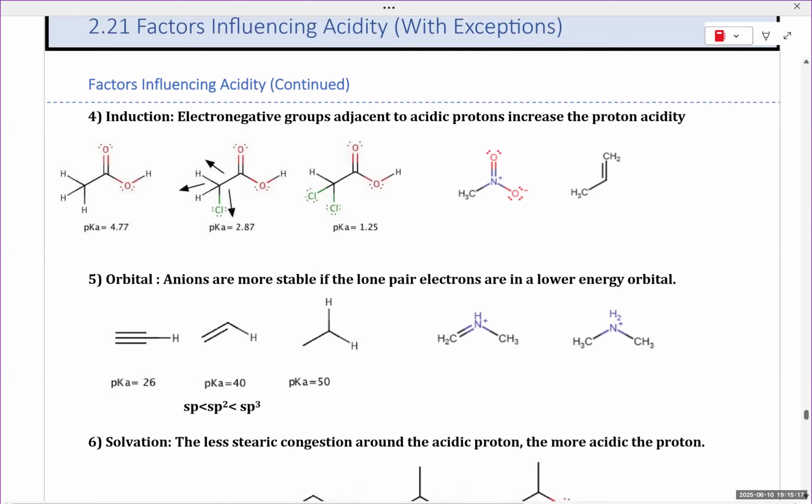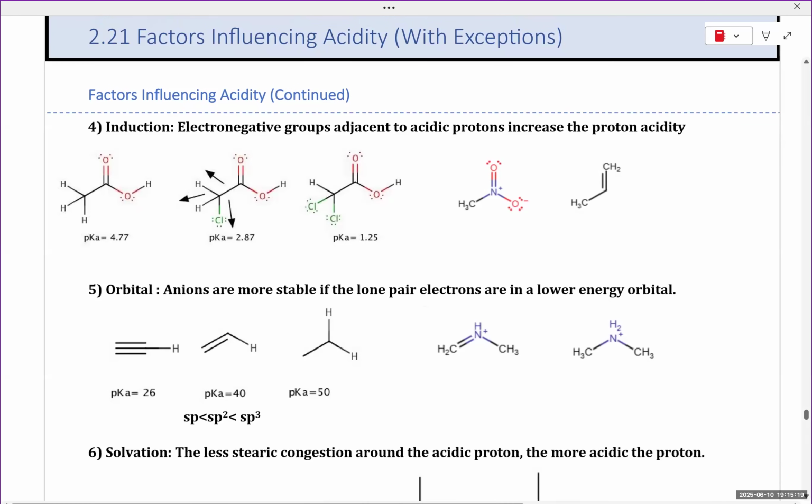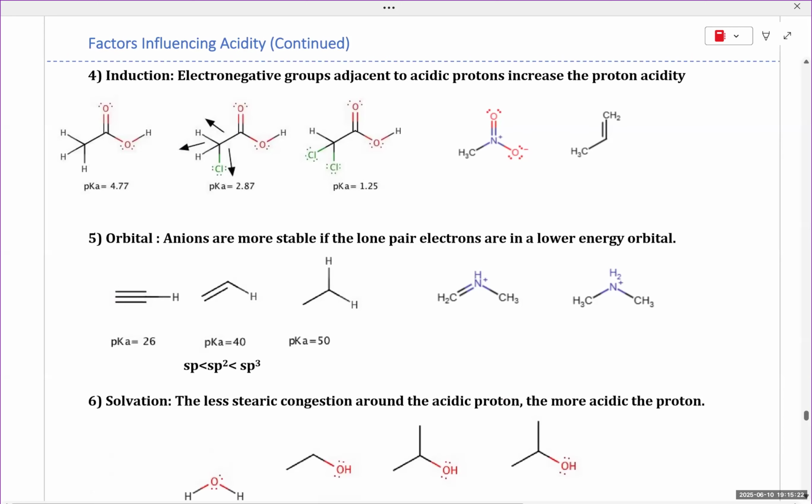Okay, there are a few other factors influencing acidity, and then we're going to talk about some exceptions. As we discussed previously, inductive effects, which are electronegative groups adjacent to acidic protons, increase the acidity of adjacent protons. Classic example, acetic acid versus dichloroacetic acid. The more withdrawing groups we have, the more acidic our protons become. This also explains why, for example, the nitro group in nitromethane has a pKa that's quite acidic.